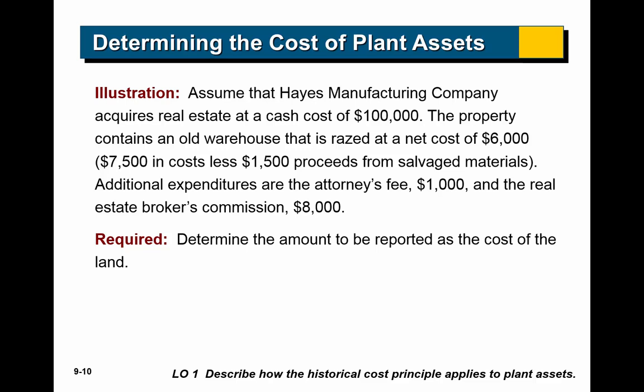So here's an example. Hayes Manufacturing acquires real estate at a cash cost of $100,000. The property contains an old warehouse that has to be razed, or torn down. That costs $7,500, less $1,500 proceeds from salvage materials. So that's just telling you where the $6,000 came from. Additional expenditures are attorney's fees of $1,000 and a real estate broker's commission of $8,000. Determine the amount to be reported as the cost of the land.